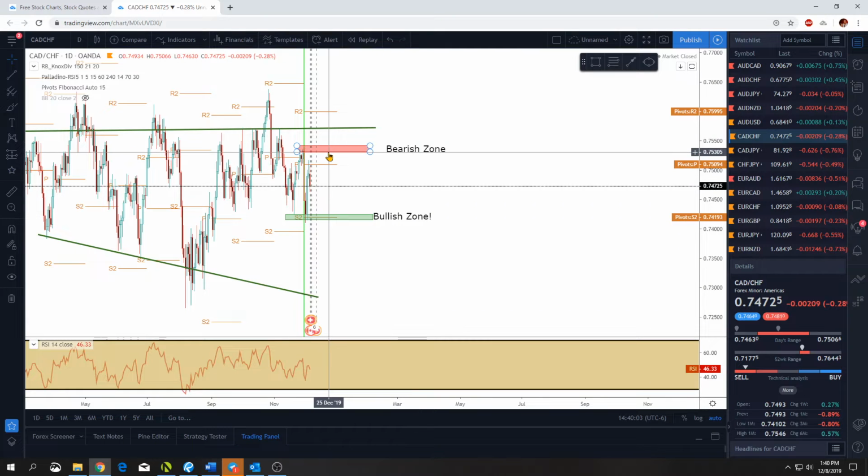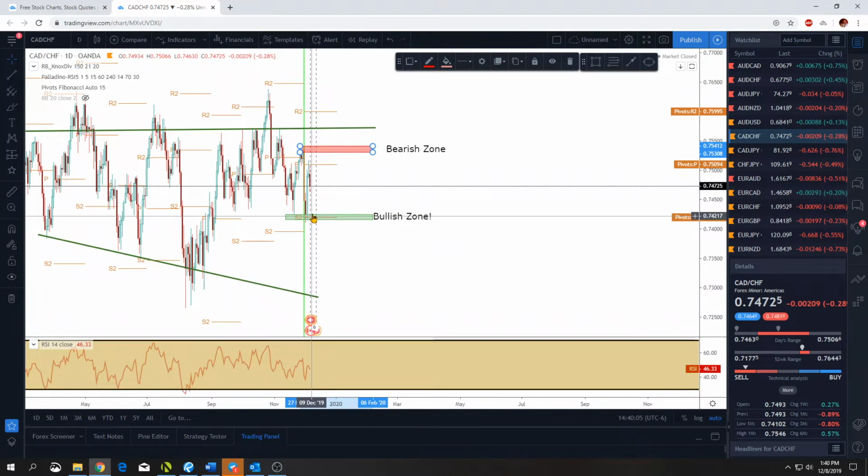So this is a good pair to watch and see if by the end of the week we're getting respect to this support, a good play back up, or if we get a solid break of this low, a good play back down to these levels.